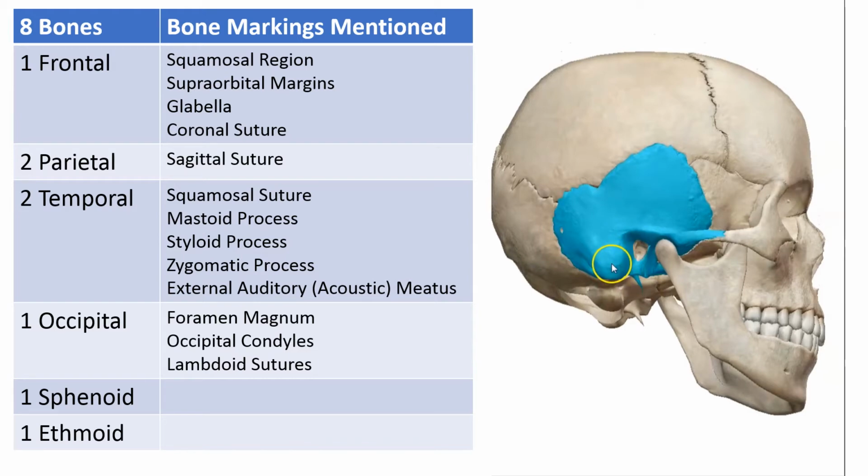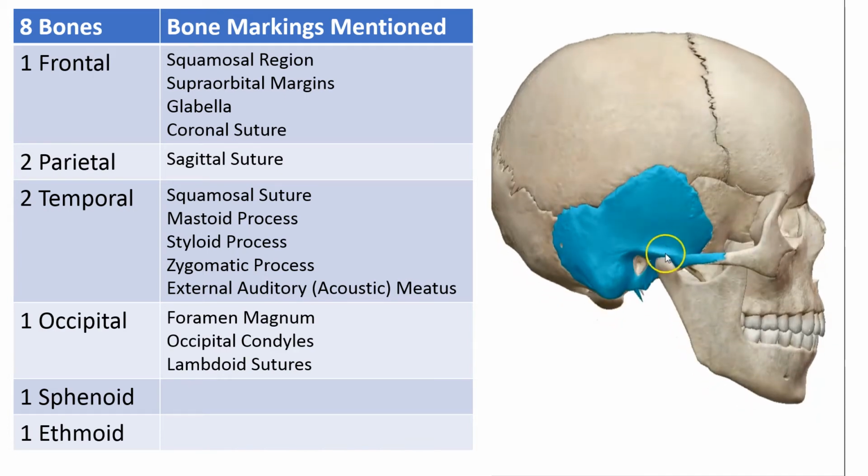Medial to the mastoid process is this sharp, spiky projection here. This is called the styloid process. It looks a little bit like a stylus or pen that you might use to draw on a computer screen. The styloid process anchors tongue and neck muscles. This projection is called the zygomatic process, and it forms part of the cheek.